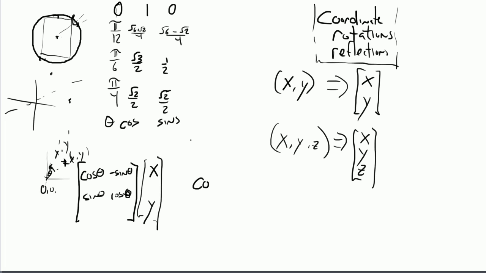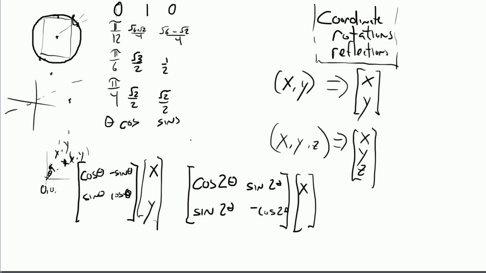Cosine of 2 theta, sine of 2 theta, sine of 2 theta, and minus the cosine of 2 theta. If we take that matrix and multiply it by x, the xy vector, we get the reflection. So this is rotation, and this is reflection.